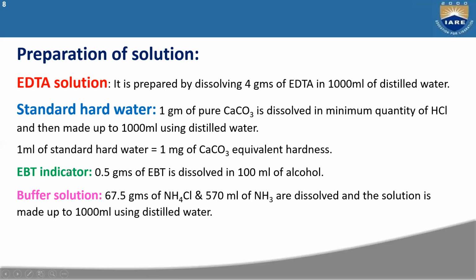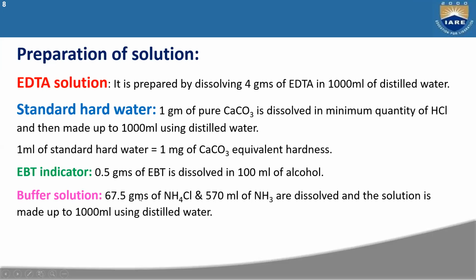Next, the EBT indicator, Eriochrome Black T indicator. It is prepared by dissolving 0.5 grams of EBT in 100 ml of alcohol. And next, buffer solution. The buffer solution maintains the pH. What is the range of pH? 8 to 10. Okay.